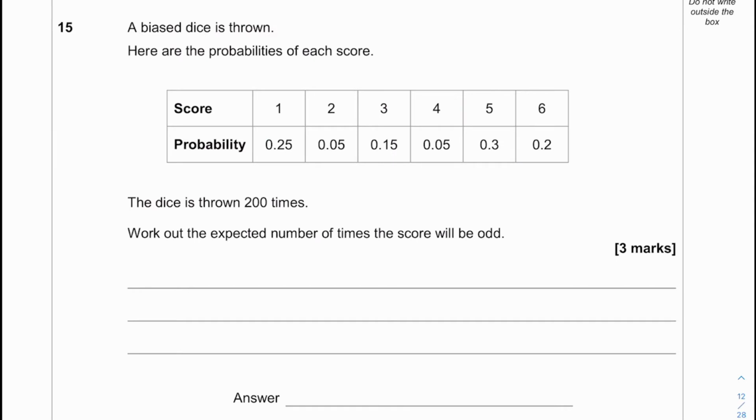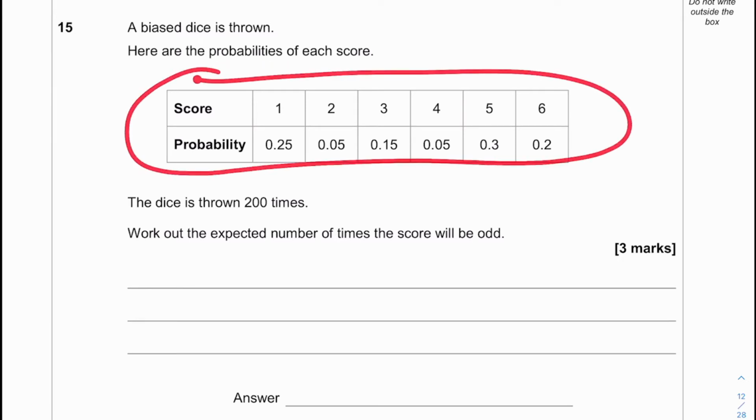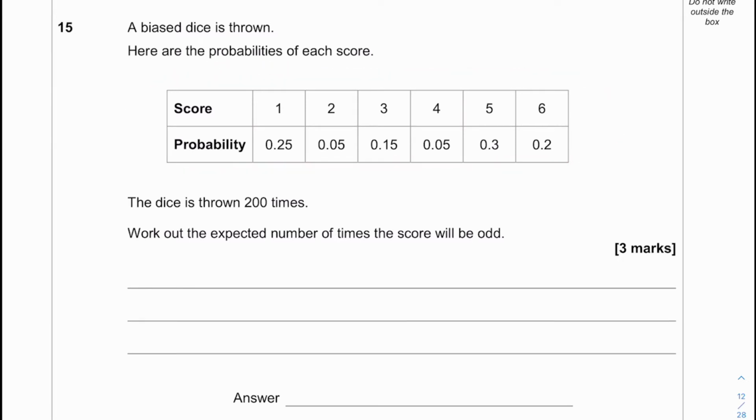Question 15, we are told that a biased dice is thrown, and here are the probabilities of each score. So we've got the probabilities for each score on the table here. We are then told the dice is thrown 200 times, and we need to work out the expected number of times that the score will be odd.